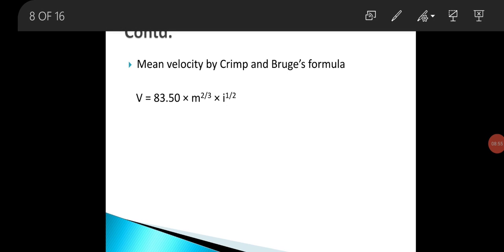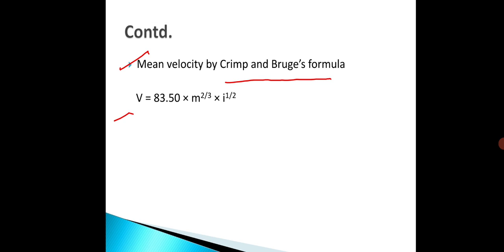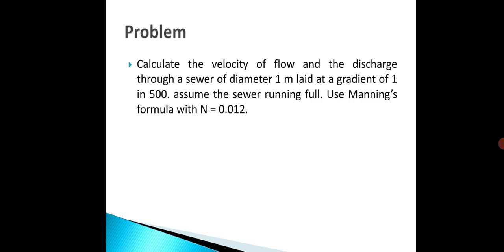The next formula for finding the mean velocity is by Crimp and Bruges' formula. By this, the mean velocity is equal to 83.50 into M to the power 2 by 3 into I to the power 1 by 2. So these are different formulas for finding the mean velocity of flow of sewage. Now let us solve one problem.